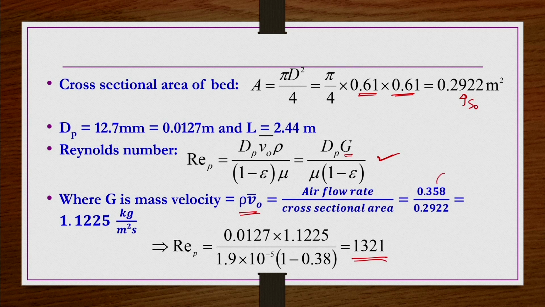The air flow rate is given as 0.358 kg per second, and the cross sectional area of the bed, that we have obtained, is 0.2922 meter square. So the mass velocity g is going to be 1.1225 kg per meter square second. You substitute that in the Reynolds number: this is the mass velocity, this is the diameter of the particle, this is the viscosity, and 0.38 is epsilon. So the Reynolds number comes to be 1321.